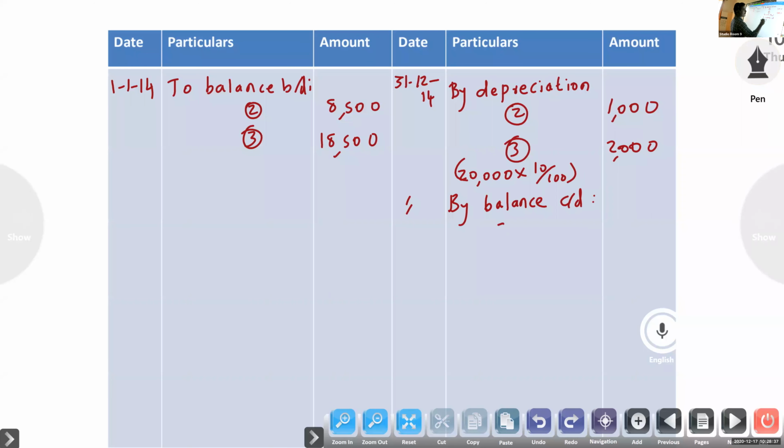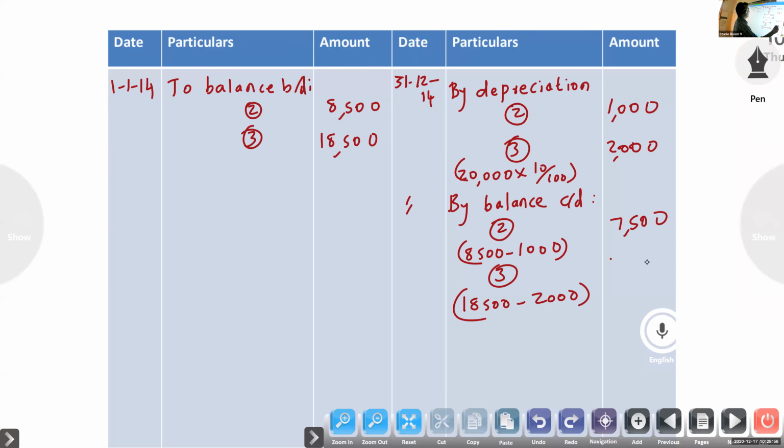Second one, 8,500 minus 1,000, 7,500. Then third one, 18,500 minus 2,000, so 16,500. So 27,000. Debit side total, you are right.